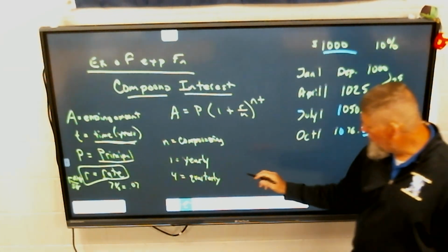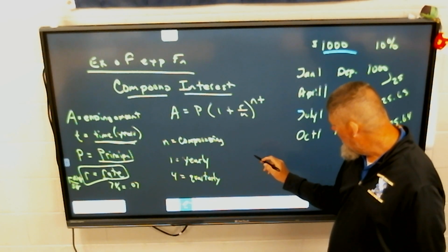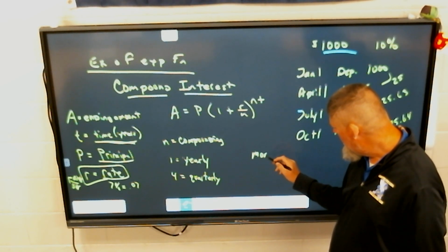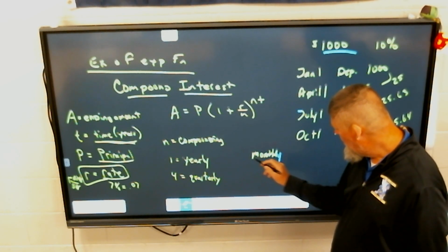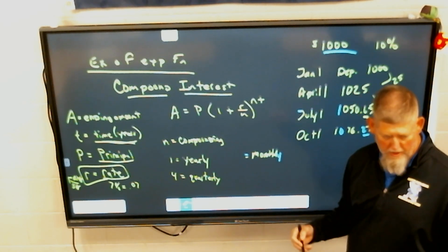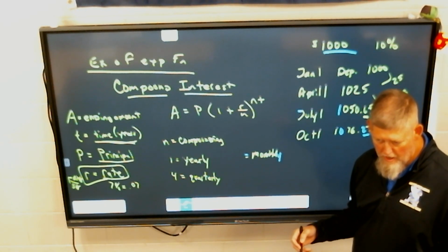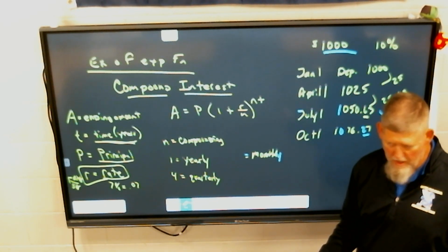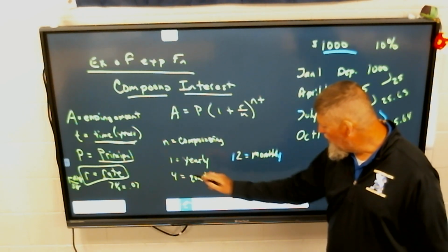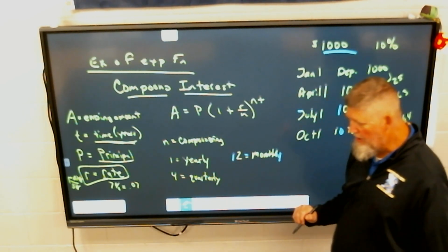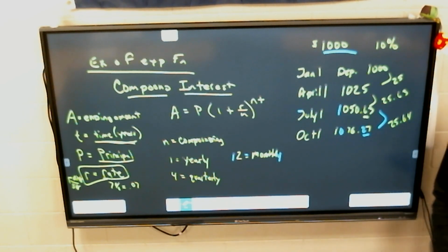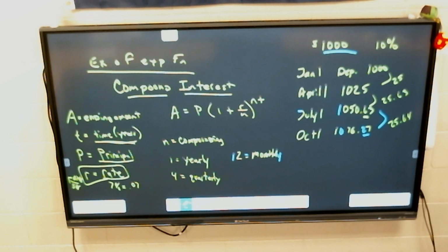So let's see, quarterly would be 4. What would monthly be? What would n equal if we were compounding it monthly? How many times a year would you get paid? 12. So quarterly is 4, yearly is 1, monthly is 12. So as we give you different ones, semi-yearly, that would be 2.